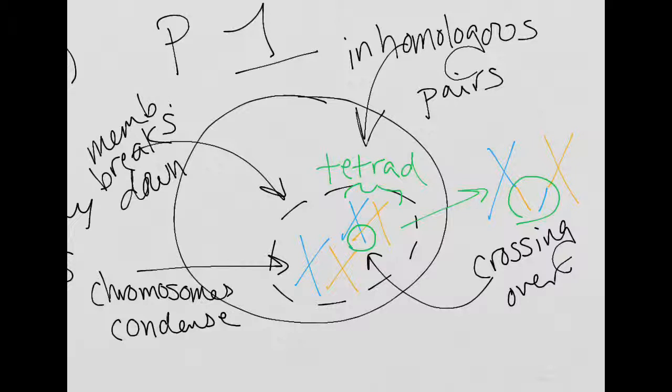Okay, so that's all prophase 1. Now, of course, we also have the centrioles, and the spindle fibers are forming, and they're moving to opposite ends of the pole as well.